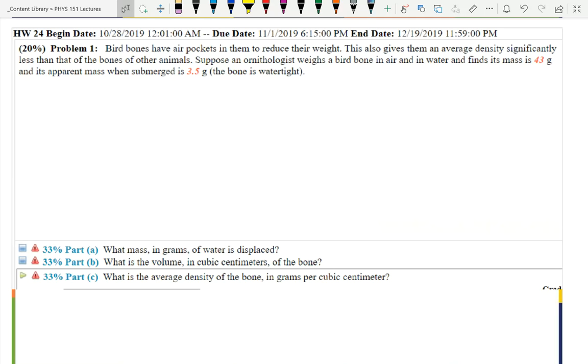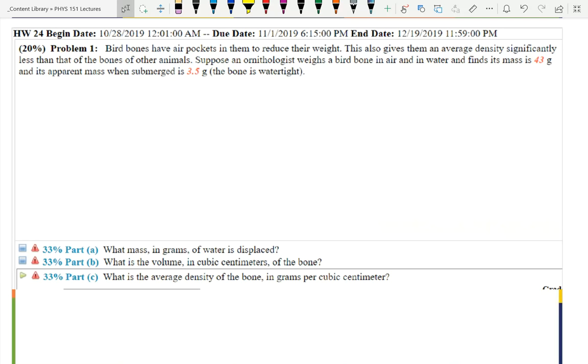And then it says that it has an apparent mass when submerged of 3.5 grams. Apparent mass. It's not its actual mass because the mass is how much stuff is present. It's an apparent mass because he did the same thing. He weighed it in water just like you did in the lab. And then he divided that by g to get an apparent mass because it's not a real mass. It doesn't associate with mass at all. Then it asks us what mass and volume in grams of water is displaced.